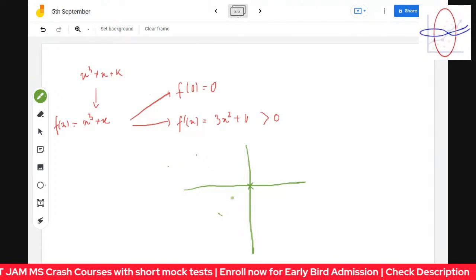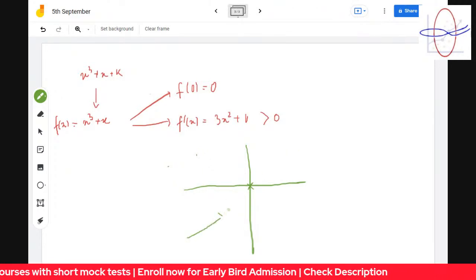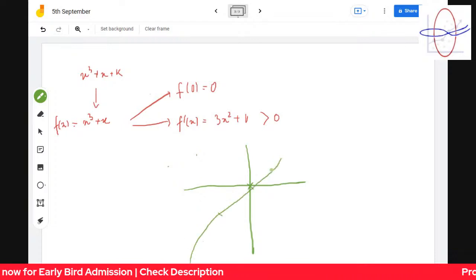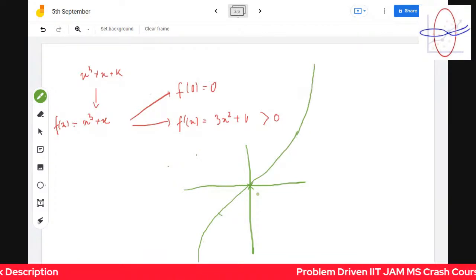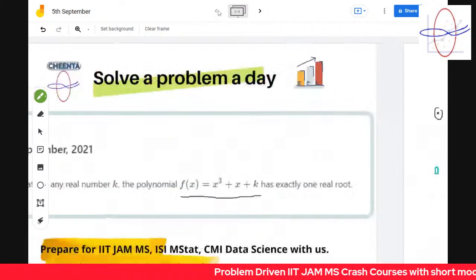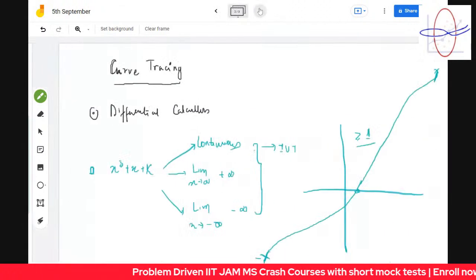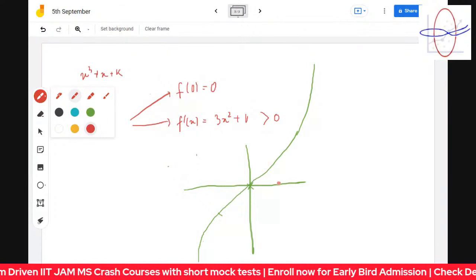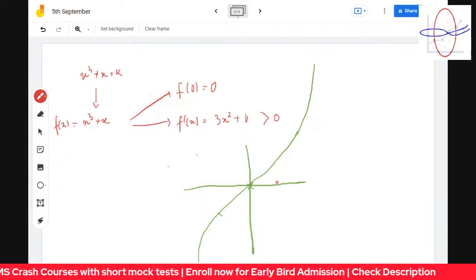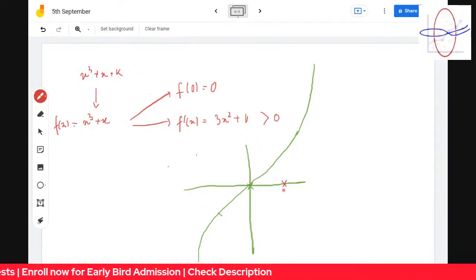That means the function is always an increasing function. How increasing? I have not drawn the graph of it. The function is always an increasing function. The question is: can it have more than one root? Yes, it can have more than one root. No, it cannot have more than one root. Don't guess it wrong. If it has more than one root, then what will happen?